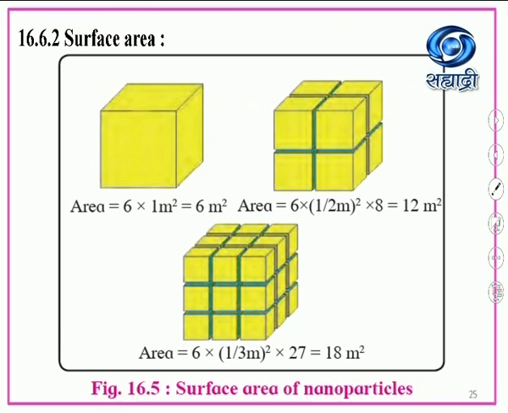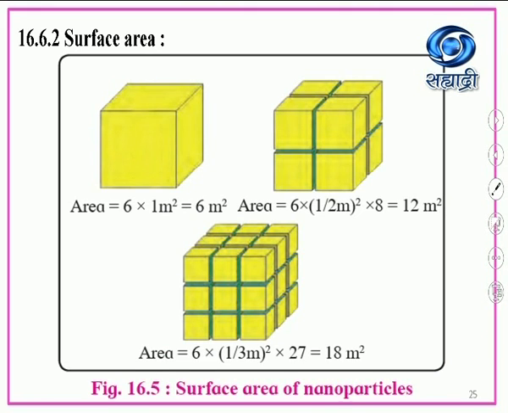Same cube, but here it is divided into smaller blocks. That's 6 into (1/2 meter) square into 8, meaning the first cube is divided into 8 parts. So here you are getting 12 meter square. You will get the 12 meter square area.